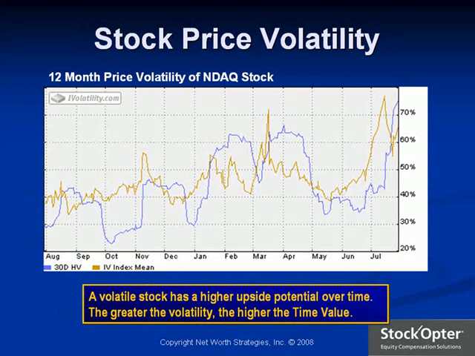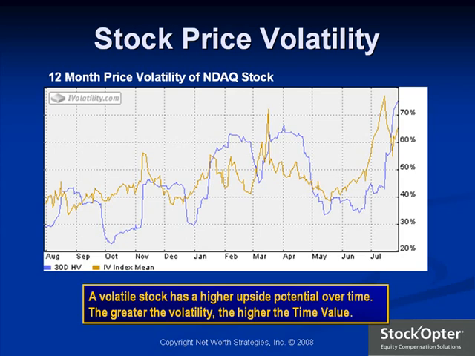This chart shows the 30-day historical and implied volatility for NDAQ stock over a 12-month period. As you can see, the two types of stock price volatility can vary significantly over this time frame. A volatile stock has a higher upside potential over time. Consequently, the greater the volatility, the higher the time value of the option. So given a large range of volatility factors to choose from, the question becomes, what value should I use?